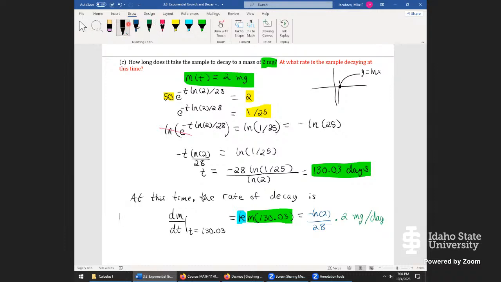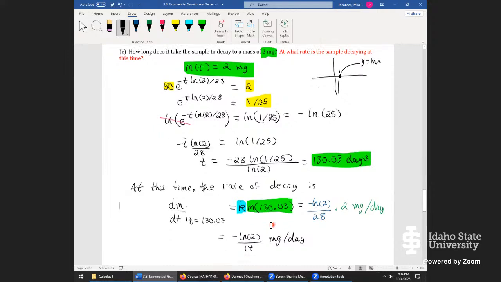You know, this one's not a bad one, since if you gave me this as an answer, a negative natural log 2 divided by 14 milligrams per day, then I would absolutely consider that full credit right away. You have the exact figure. That's kind of nice. And even if you made a mistake in the calculator, I would just circle this and check mark it. I would give that full credit.